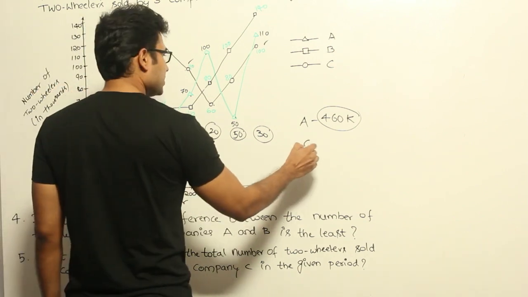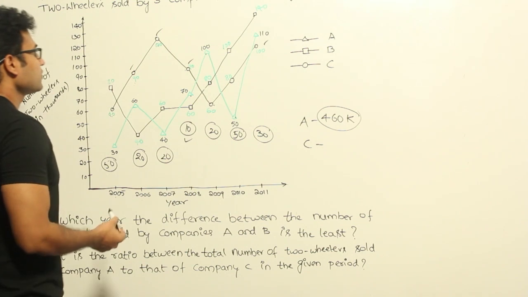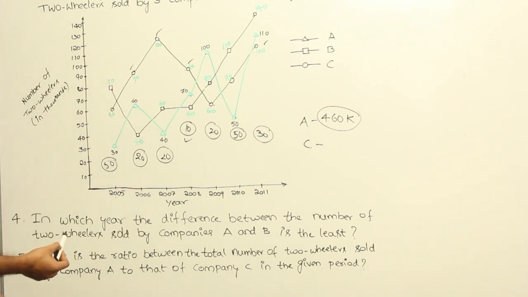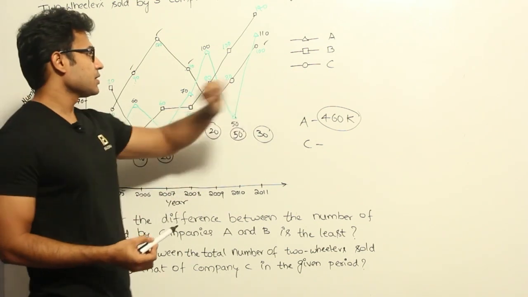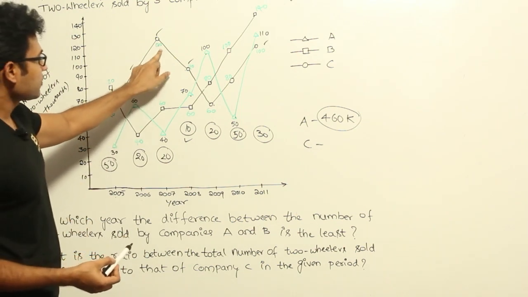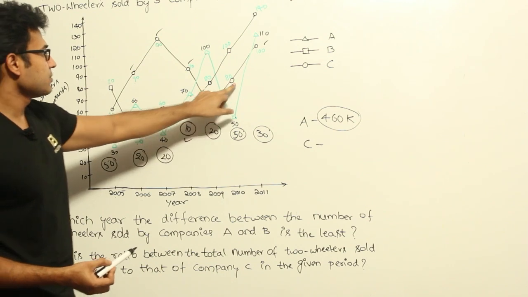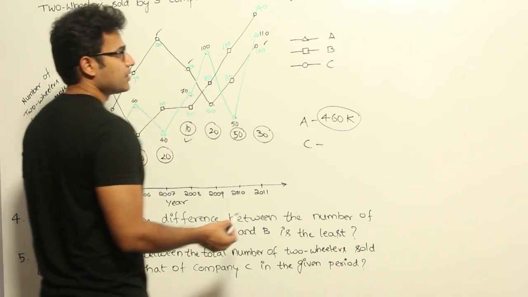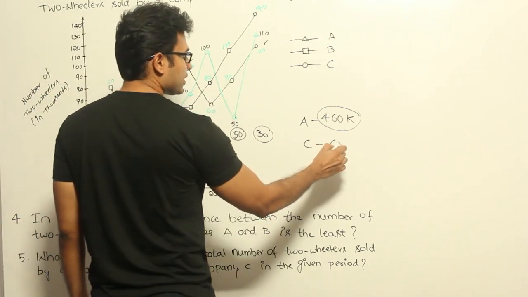And company C, if you look at it, the total number of sales by company C is, now company C is represented by this circle. So circle is here, 60 plus 90 plus 120 plus 90 plus 60 plus 80 plus 100. So this number is going to be 600k.